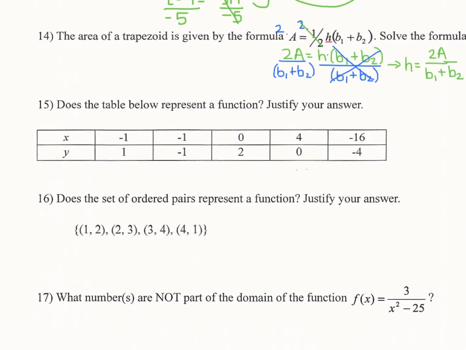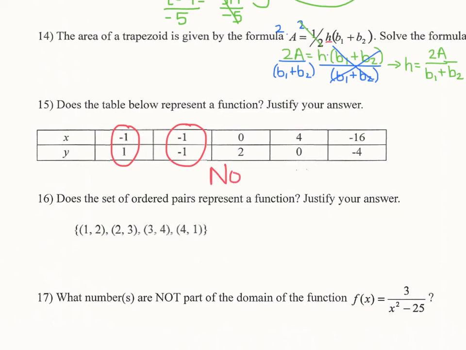Okay, 15. Does the table below represent a function? Justify your answer. Well, remember the important thing about a function is, do any of the inputs, which are the x's, pair up with more than one of the outputs? And I see right here, -1 and -1. Here, -1 is paired up with 1. Here, -1 is paired up with -1. That makes it not a function.